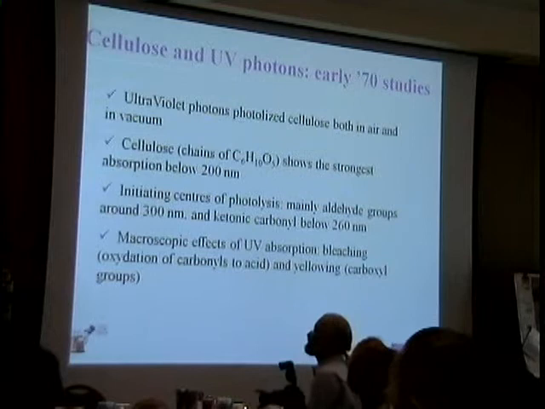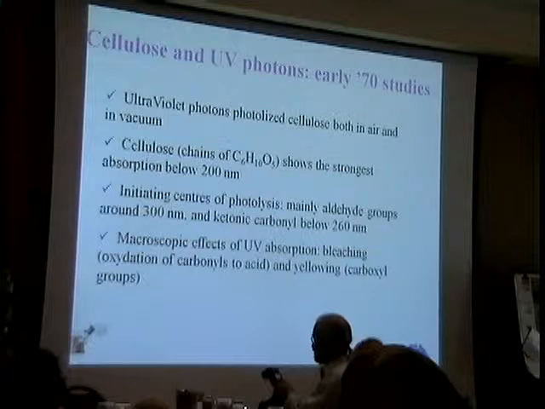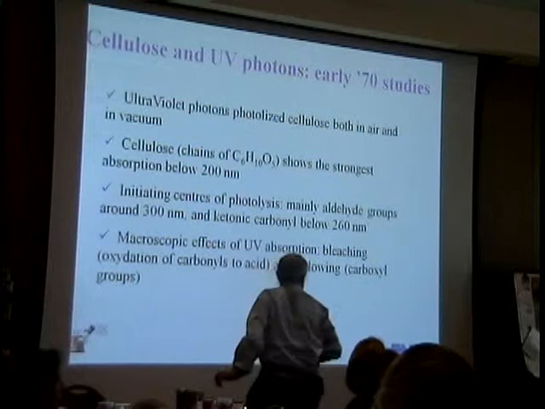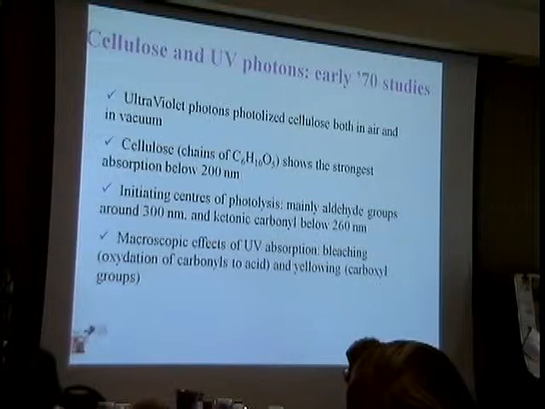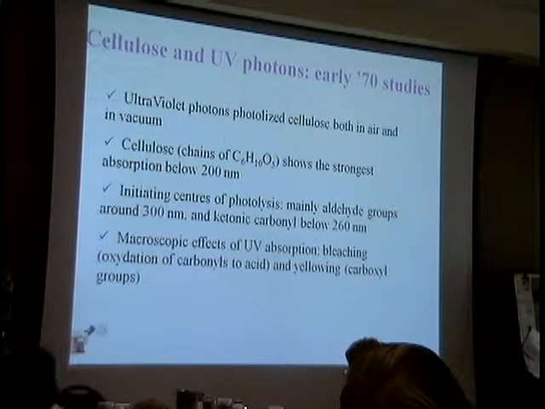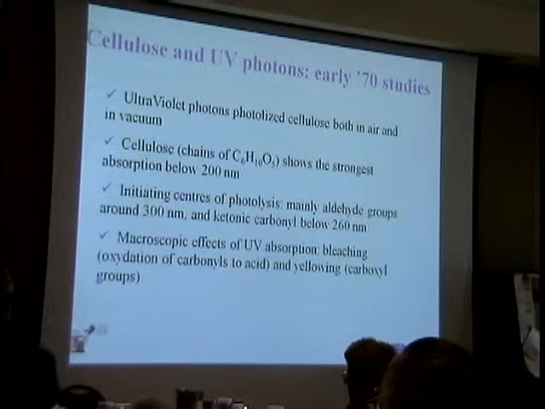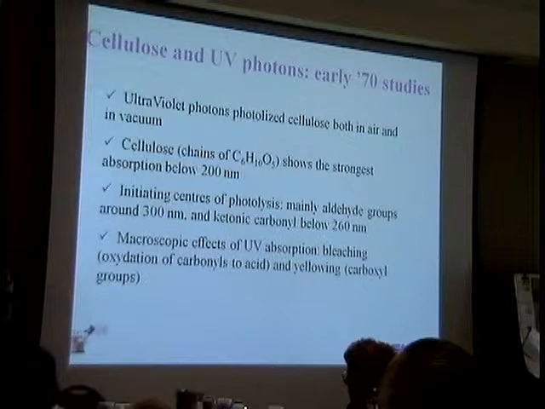The studies of the interaction of cellulose with ultraviolet photons started very early, between the 60s and 70s. And mainly, these studies were devoted to understand why papers, book papers, were becoming yellow when exposed to sunlight. And the main process of interaction of ultraviolet photons with the cellulose is photolysis. Photolysis is a process by which molecules are broken into smaller units due to the absorption of the photons of light.